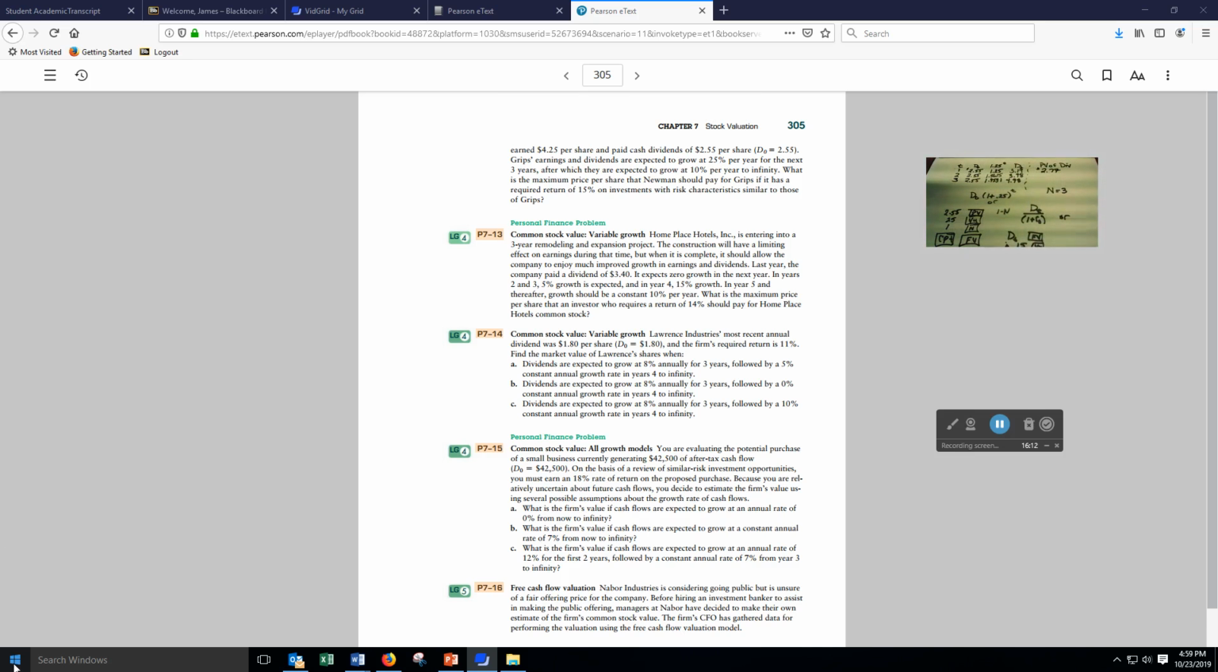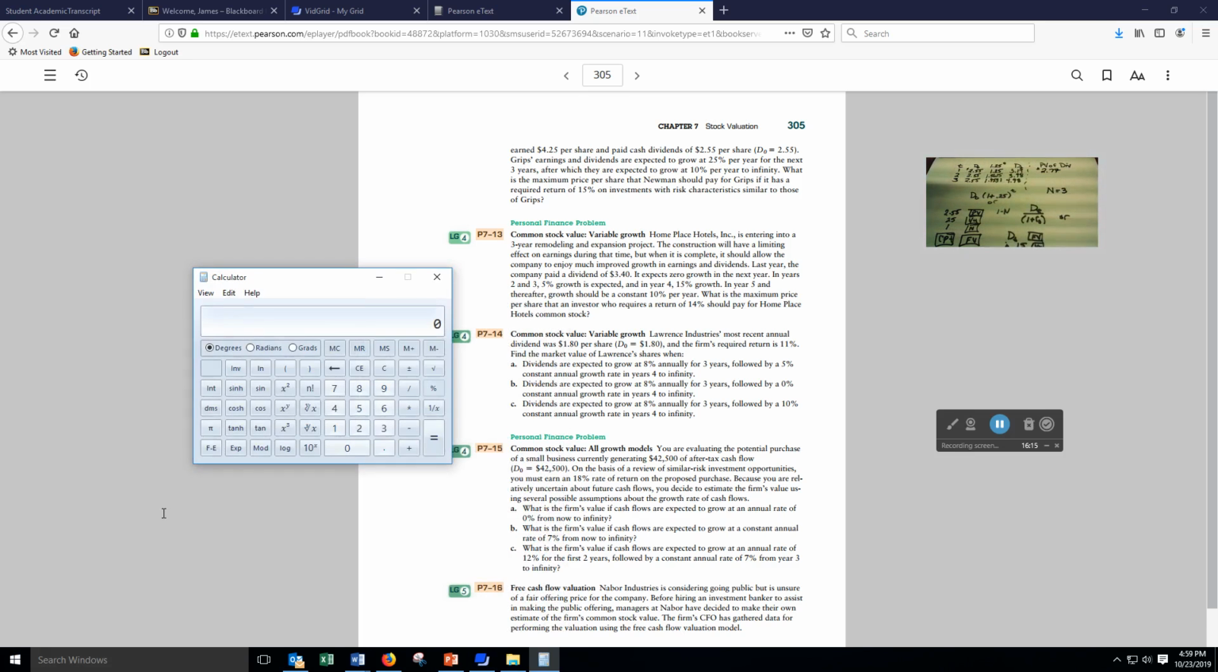I can then take, and I'm going to do this one on the calculator to make it easier for you to see. Okay, I'll do the calculator here instead of off the screen. Here, we're going to take that second dividend. We're going to calculate the present value of it. So I'm going to take 3.98. I'm going to divide it by 1.15 squared, because this is 2 years out. And I'm going to get the wrong answer.